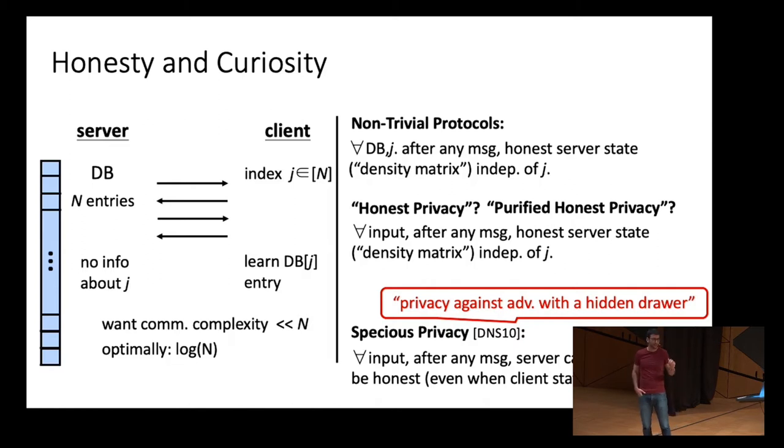I should say that sometimes people refer to specious privacy as the quantum analog of honest-but-curious or semi-honest. Maybe it's the closest analog that exists, but actually specious privacy is stronger, and you can define specious privacy also in the classical setting. There is a very simple example in the Dupuis et al. paper that shows that specious privacy, even in the classical setting, is stronger than semi-honest. So this is just a pedagogical remark.